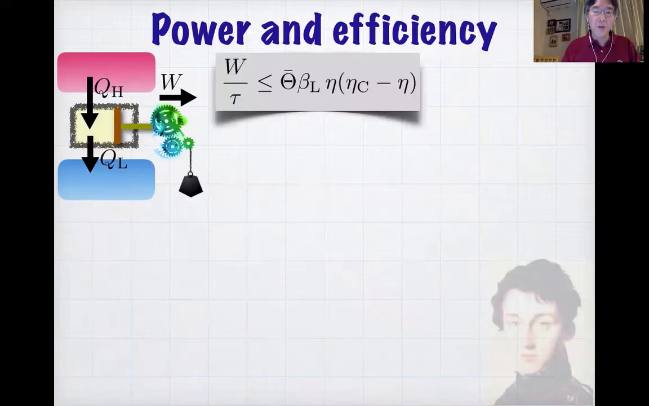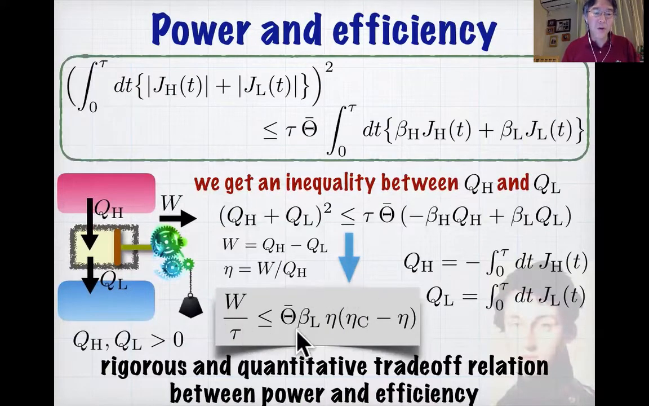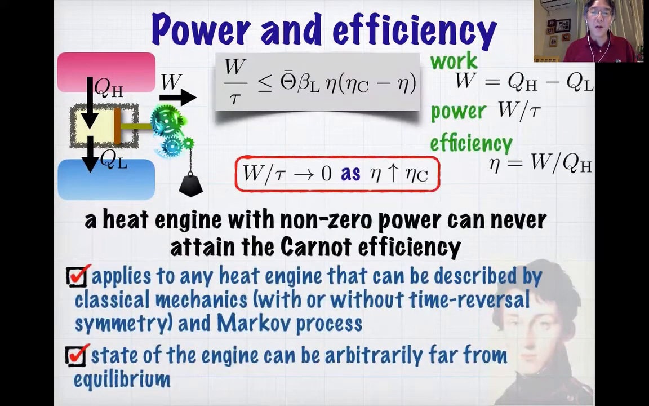Let me say, we write this in this form, and we get this rigorous and quantitative trade-off relation between power and efficiency. Okay, so this is something I already discussed in part 1. So this implies that a heat engine with non-zero power can never obtain the Carnot efficiency. So let me stress that this result applies to any heat engine that can be described by classical mechanics with or without time reversal symmetry and Markov process.